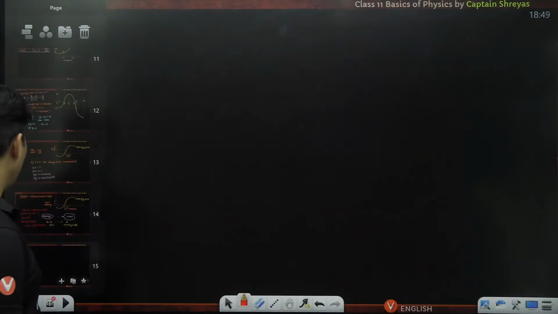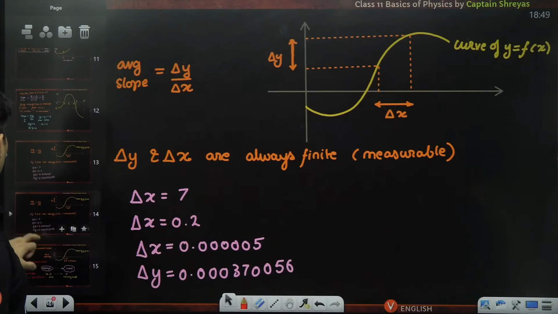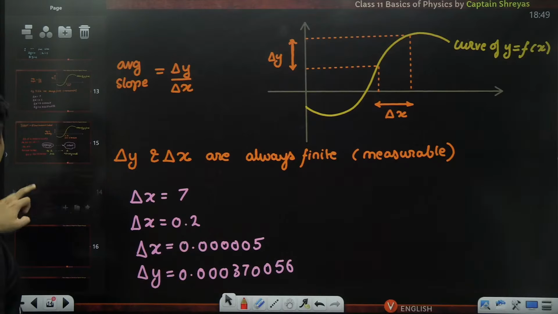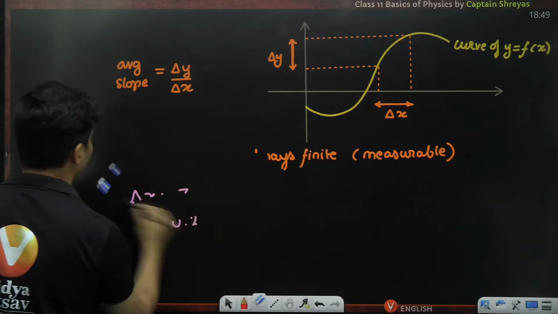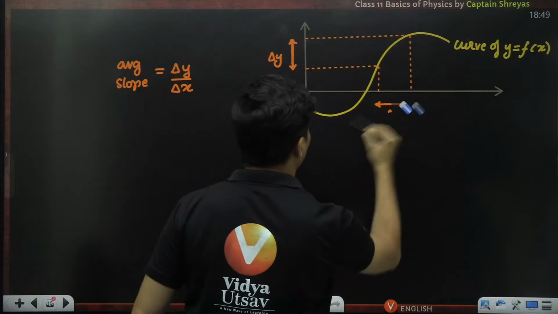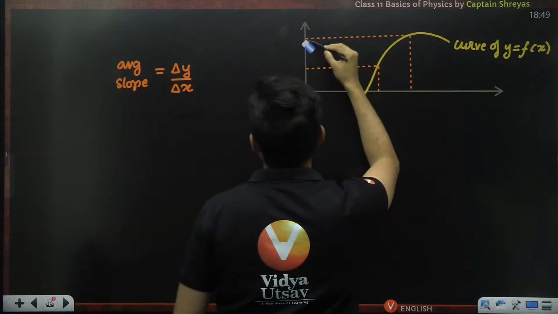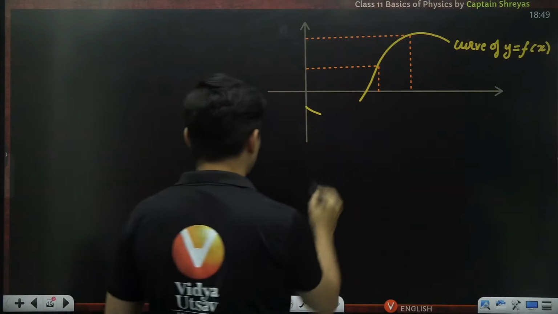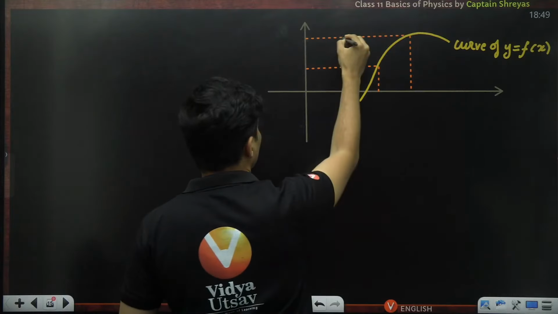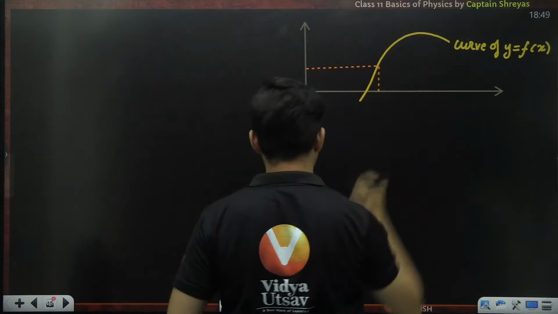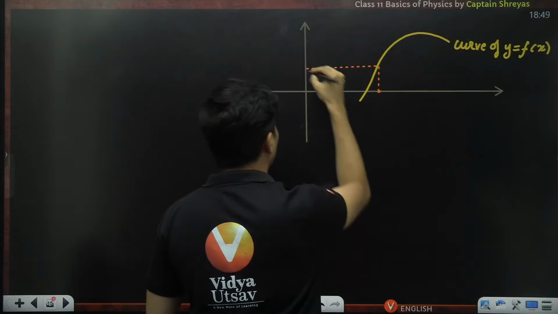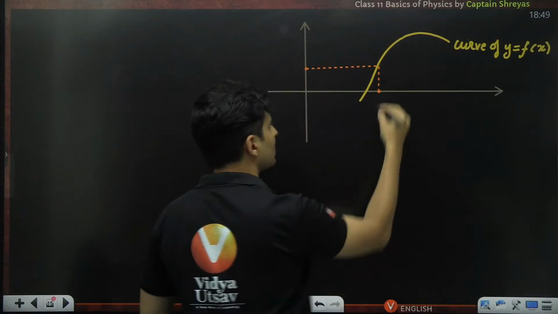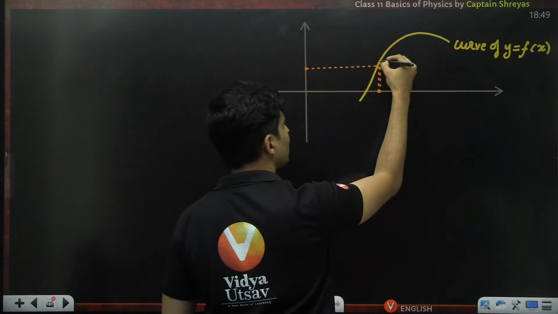So when I make this delta x very, very small, tending to 0, and eventually I bring them really close, I have got it very, very close. It's like they are two neighbors. They are so close that they are two neighbors.